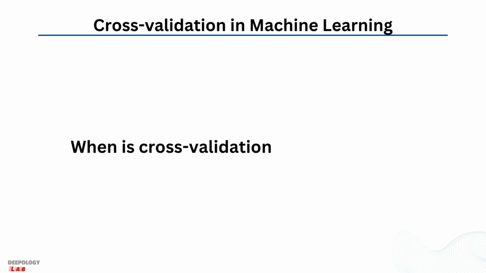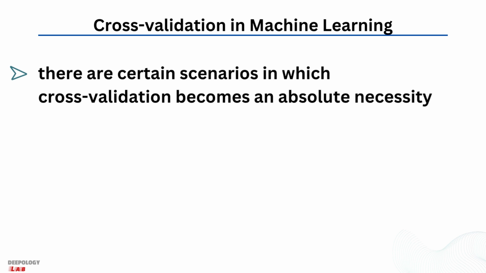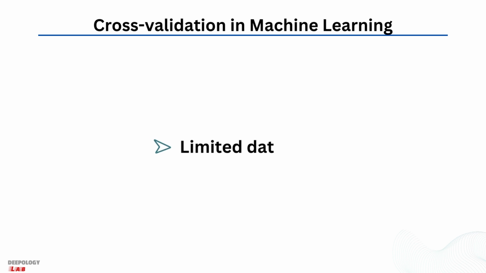When is cross-validation the right choice? Although doing cross-validation of your trained model can never be termed as a bad choice, there are certain scenarios in which cross-validation becomes an absolute necessity. 1. Limited dataset. Let's say we have 100 data points and we are dealing with a multi-class classification problem with 10 classes. This averages out to 10 examples per class. The smart thing to do here would be to use cross-validation and utilize our entire dataset for training as well as testing.